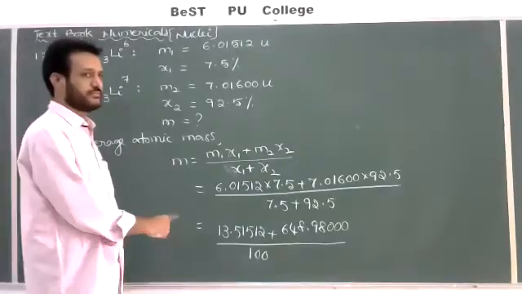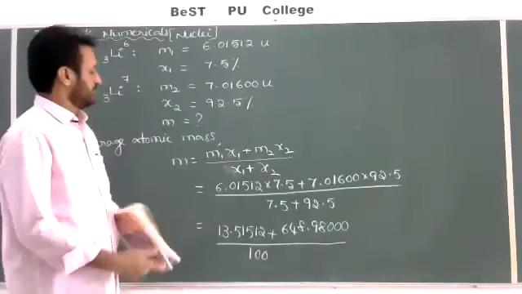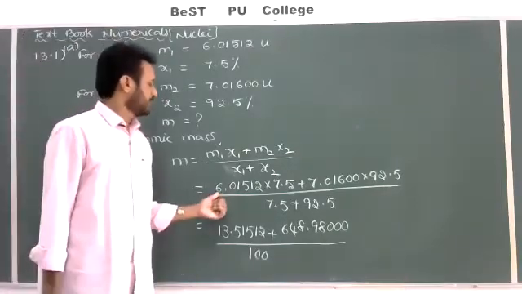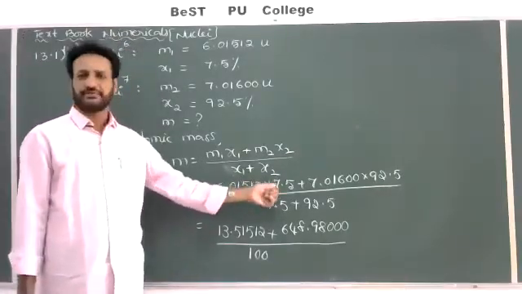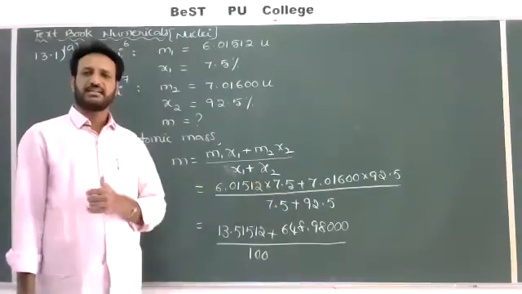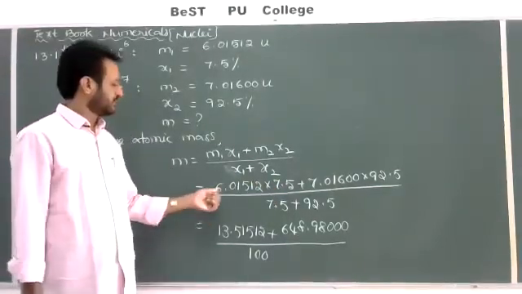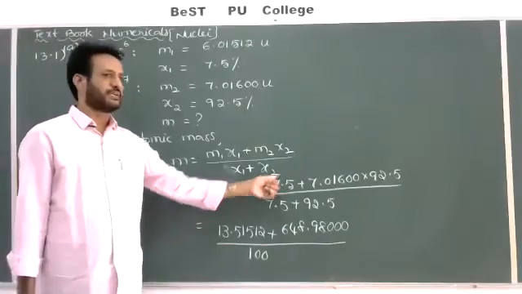Now check once again. 6.01512 into 7.5. If you have the calculator, do this one. Calculate. 6.01512 into 7.5.